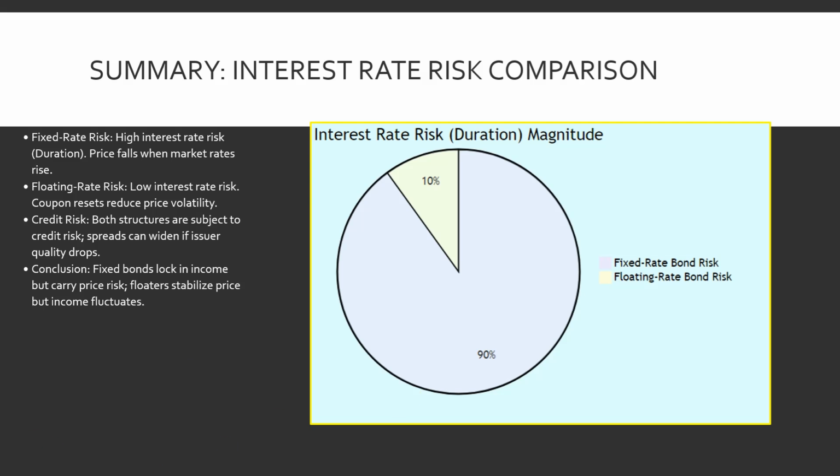Now let's go to the pie chart, which dramatically illustrates the difference in interest rate risk, or duration. The large slice represents fixed rate bond risk, 90% here. So interest rate risk is high for fixed rate bonds. It makes up the vast majority of the price sensitivity to rate changes. And the tiny slice represents the floating rate bonds, only 10%, visually confirming that floaters have minimal sensitivity to interest rate movements compared to their fixed income counterparts.